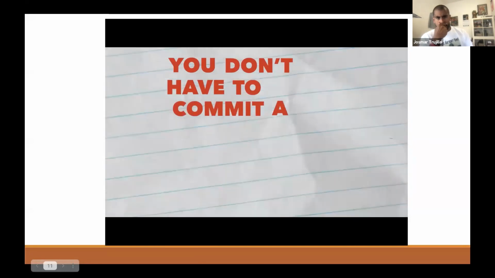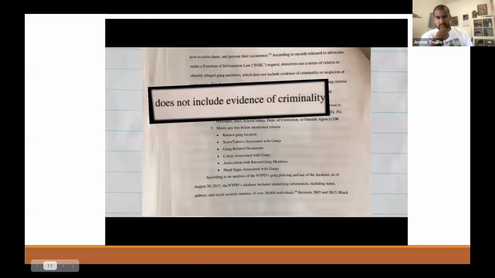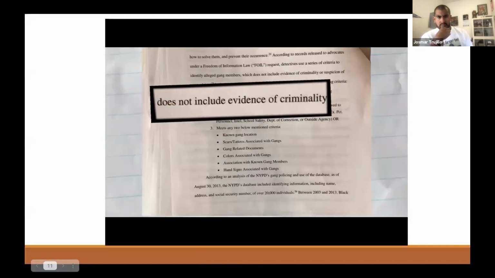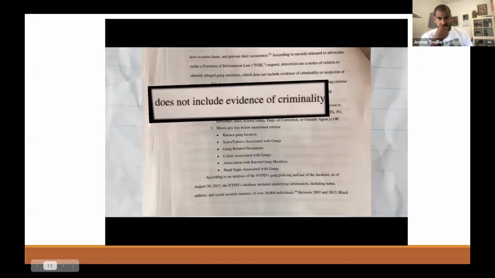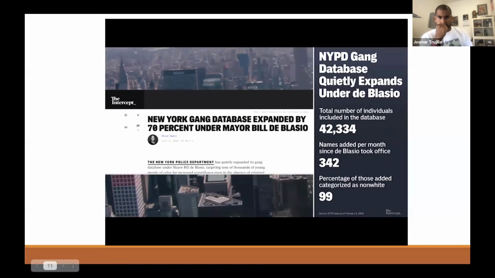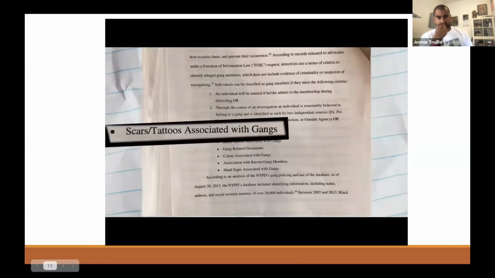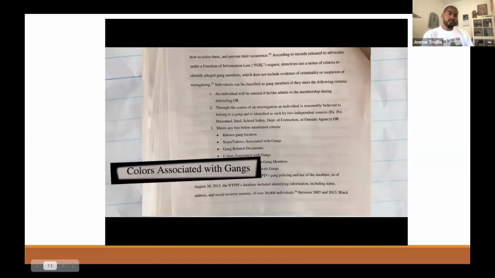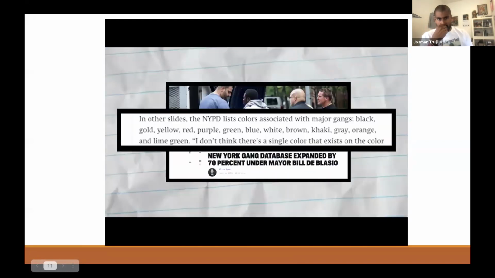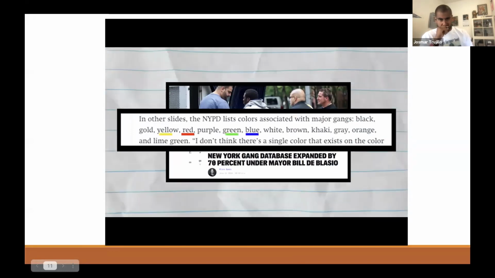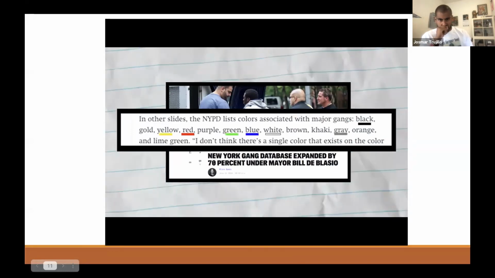Want to know something weird? You don't have to commit a crime to be on a gang database. You don't even have to be suspected of committing a crime. If you meet any of the following criteria that I'm about to list, then that means that NYPD can qualify you as a gang member. If he or she admits to the membership during debriefing, or through the course of investigation, an individual is reasonably believed to belong to a gang and is identified as such by 2 independent sources, being seen at spots frequented by alleged gang members, scars, tattoos associated with gangs, gang-related documents, hand signs, colors associated with gangs, like red, blue, green, yellow, black, white, gray, purple.